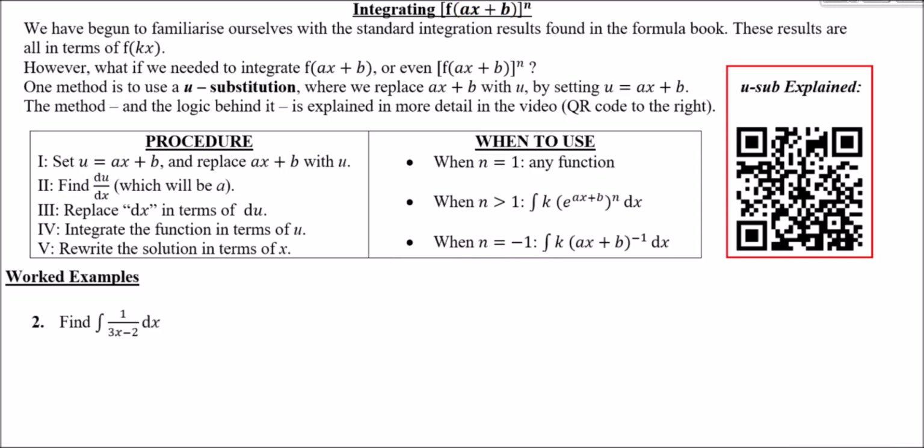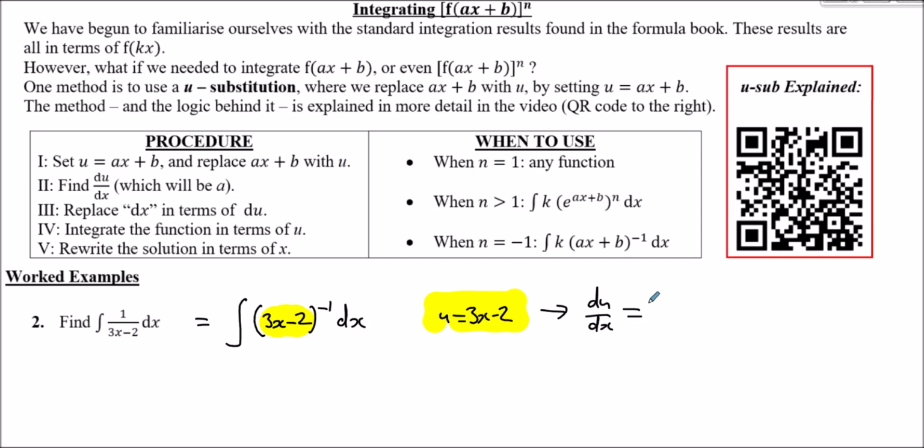Question 2. Let's integrate 1 over 3x minus 2 with respect to x. First of all, that's one and the same as 3x minus 2 all to the power of minus 1 with respect to x. Now I'm going to call that my u. So u is 3x minus 2. Therefore, du by dx is 3. So in terms of du, dx is going to be du divided by 3.